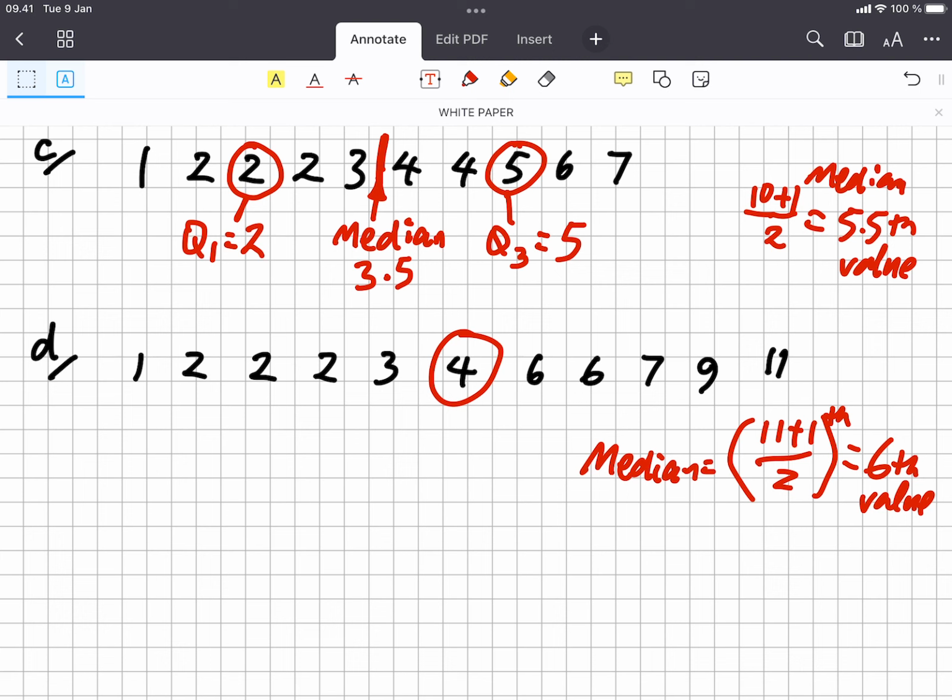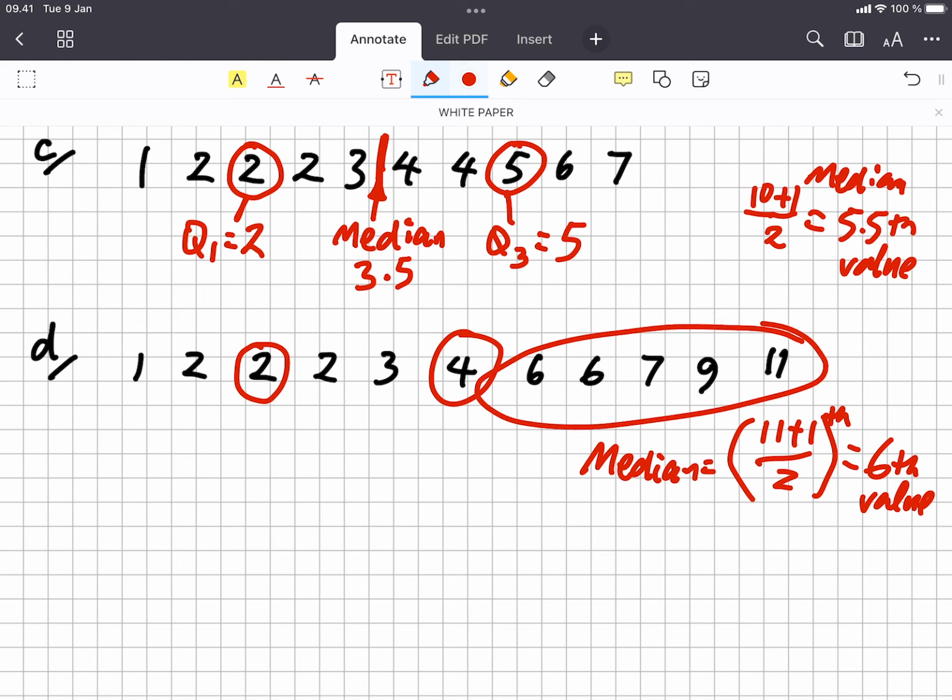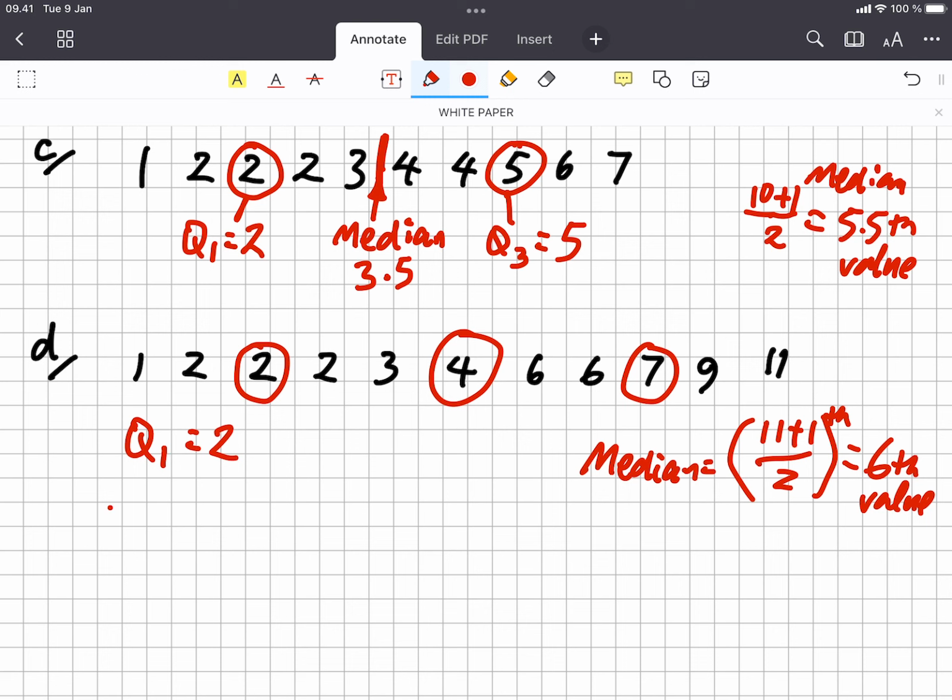And then below that 4, we've got 5 values. So the middle of the 5 values is a 2. And then above the 4 we've got 5 values. So the middle of the upper 5 values is the 7. So the lower quartile is 2. The median is 4. And the upper quartile is 7. And those are values that split the data into equal 25% chunks.